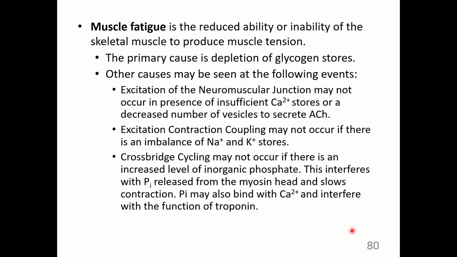And so if that's not able to happen, then the myosin cannot pivot towards the center of the sarcomere. Inorganic phosphate may also bind with calcium ions and interfere with the function of troponin. So it'll make calcium phosphate, and then the calcium is not able to bind to troponin. Remember, troponin changes shape and moves tropomyosin away from the active sites on the actin, and that exposes the actin to the myosin, so that cross-bridge cycling can begin.